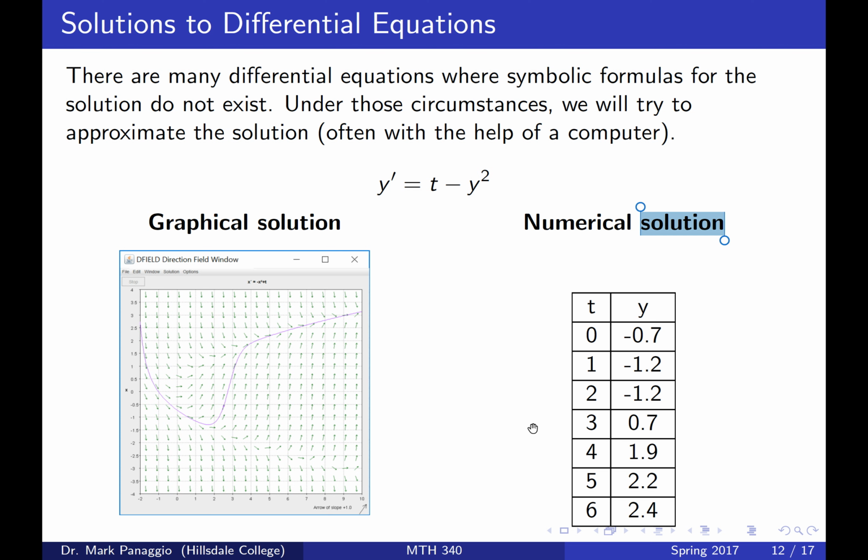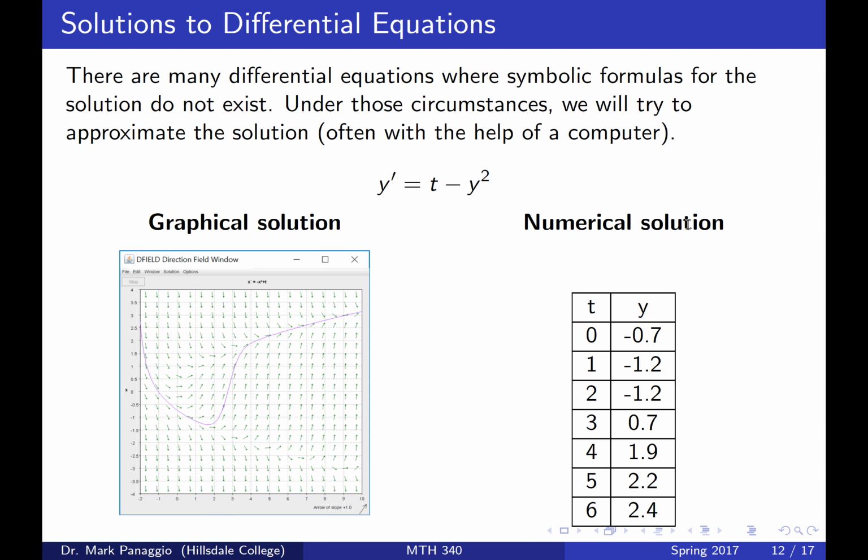And then the last type of solution that you might construct is what you might call a numerical solution, and this is just a table of values. Again, a computer is very helpful for constructing these sorts of solutions, but they give us a matching between some of the values of the independent variable t and the dependent variable y.